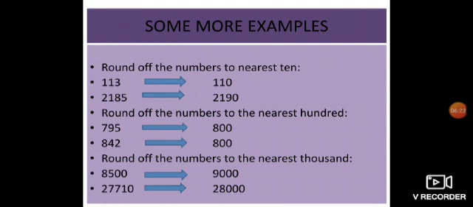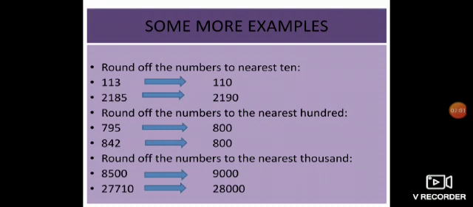See the next number. It is 2185. It is halfway between 2180 and 2190. So it is rounded off to 2190. Next, round off to the nearest 100. 795. It is rounded off to 800 as it is closer to 800 than to 700. 842 is also rounded off to 800 because it is closer to 800 than to 900.